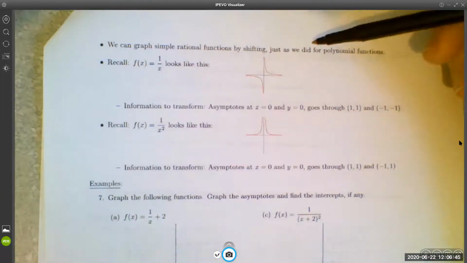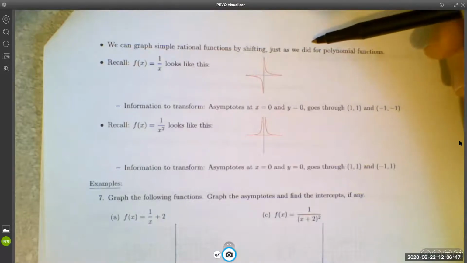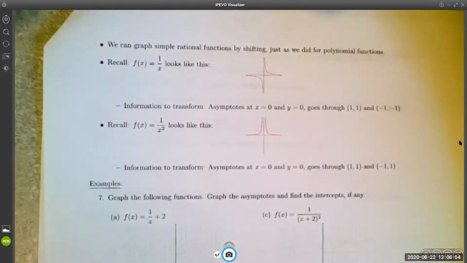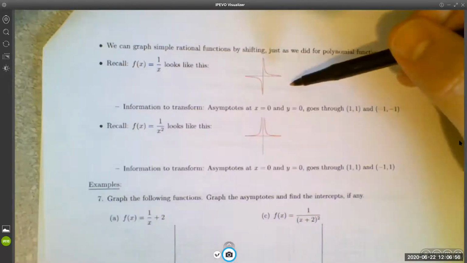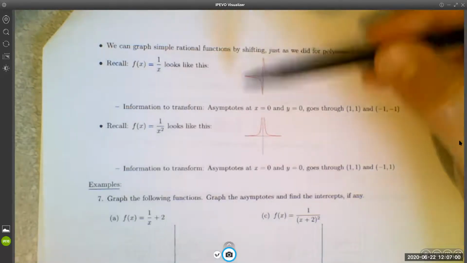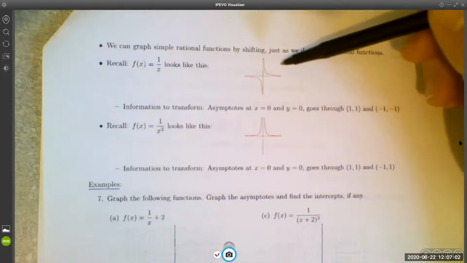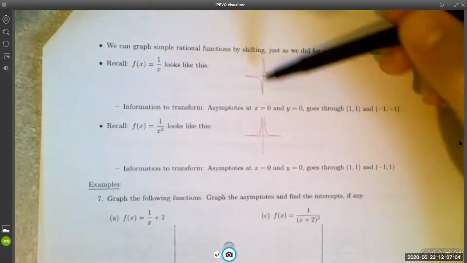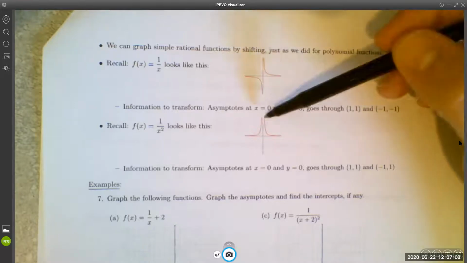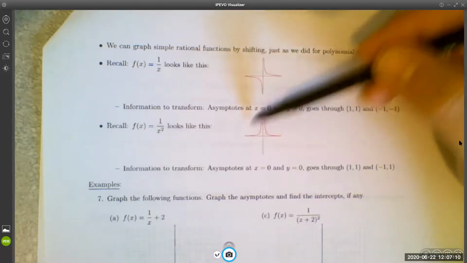But you may or may not have seen graphs of rational functions, although I think back in chapter 1 we did look at a rational function together. If you refer back to 2.0, the introduction to this chapter, then you have that list of the functions and what they look like. And so you'll notice these two functions on that list. This is what 1 over x looks like, and this is what 1 over x squared looks like.